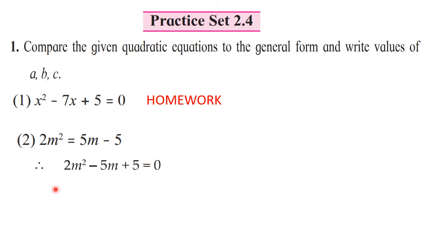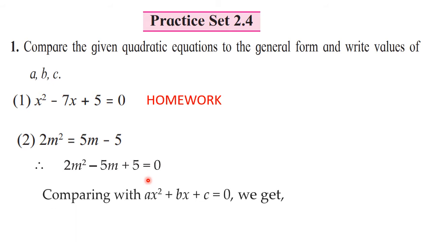Now the equation is in standard form, that is ax square plus bx plus c is equal to 0. Now you can compare it with ax square plus bx plus c is equal to 0, and from that we are going to get the values of a, b and c which are asked. So here a is 2, b is minus 5 and c is plus 5. This is a 1 mark question and it is often asked in exams, so don't miss it. It is very easy and all of you can easily get this 1 mark. Now let us go further.